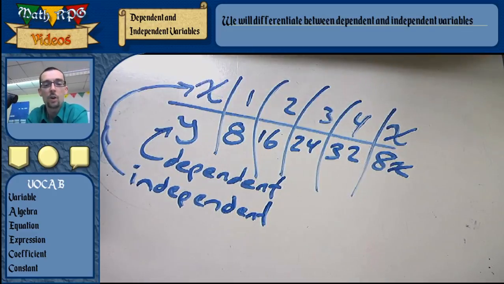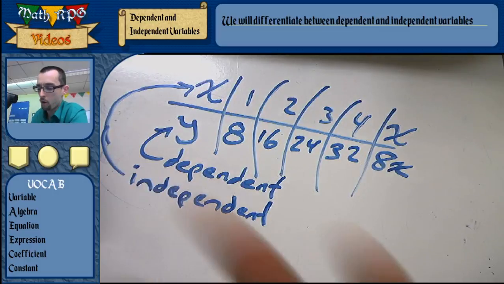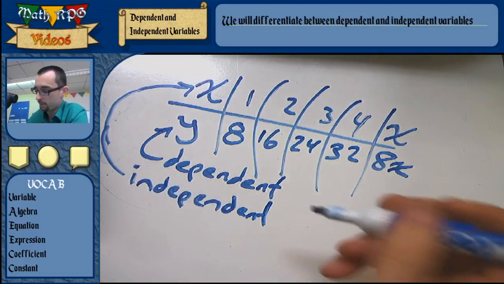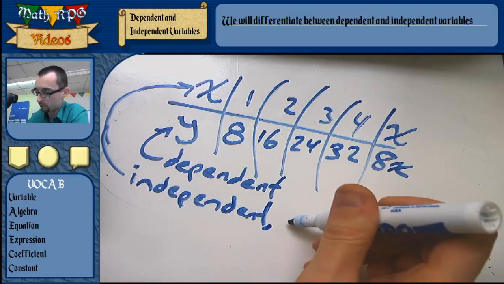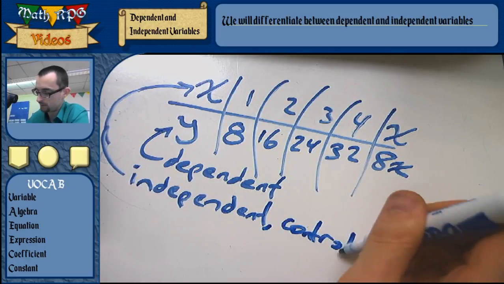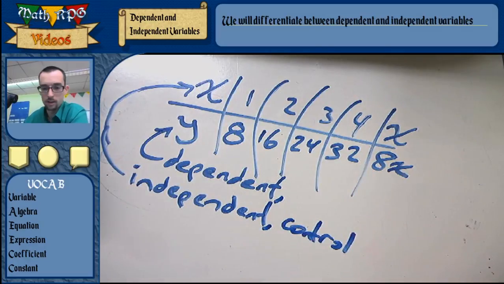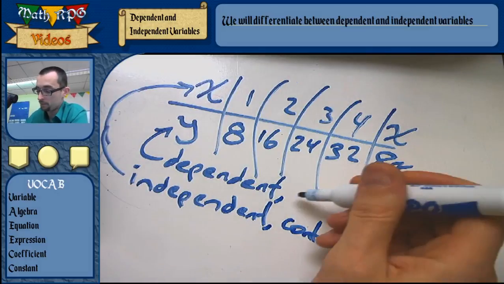Okay. So in other words, I'm just throwing out a whole bunch of words that we use. Independent, sometimes we call it a control. Dependent, sometimes we call it, I guess, your outcome.